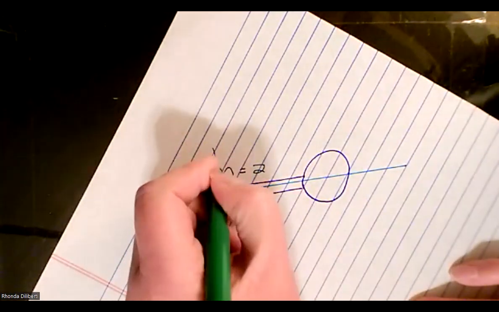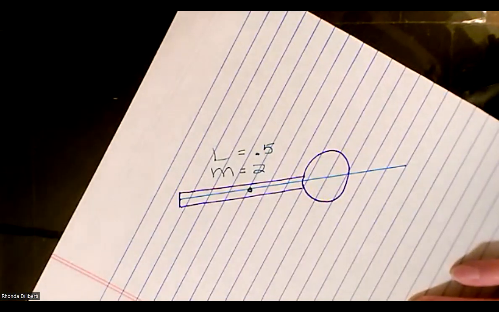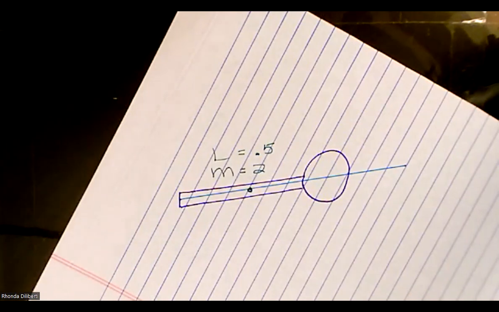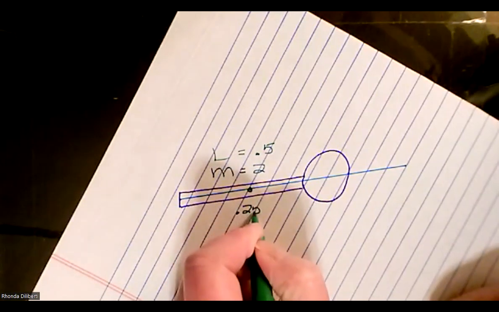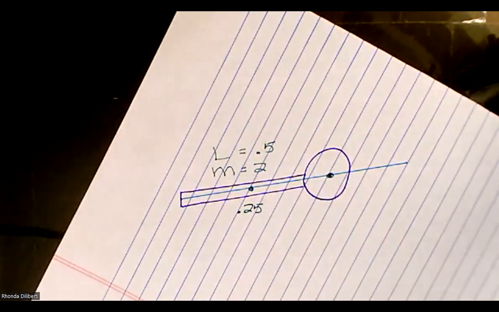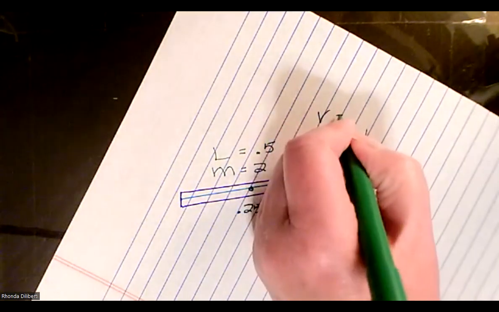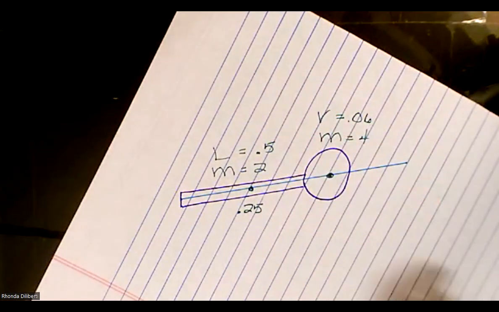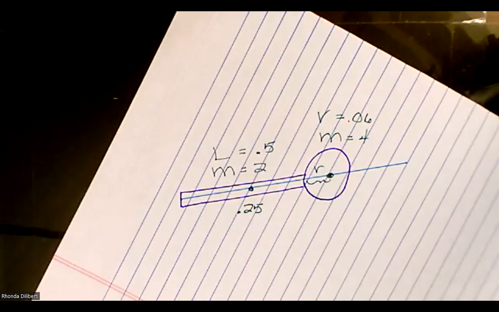Since this rod has a length of 0.5 meters, I think it was meters. Let me check. Oh, yeah, 0.5 meters. Okay, so the location of this dot would be at 0.25 meters. And then the sphere is symmetrical, so its center of mass would be right there. The mass of this is 4, and it said the radius was 0.06, 6 centimeters. So I'm going to call this the radius right there. That's 0.06.